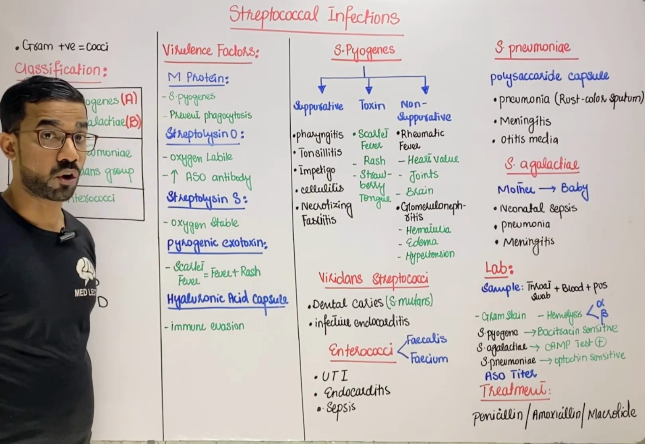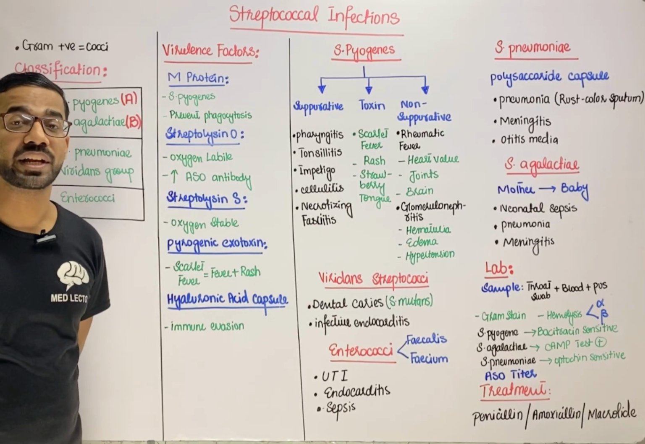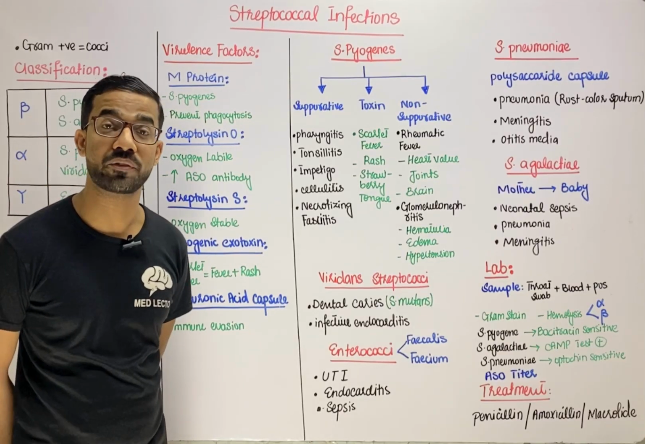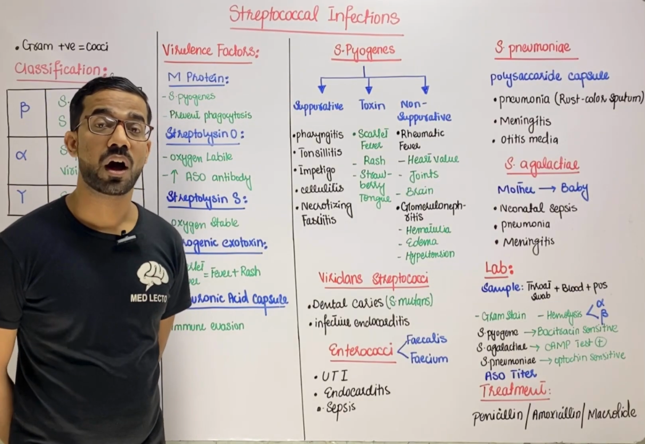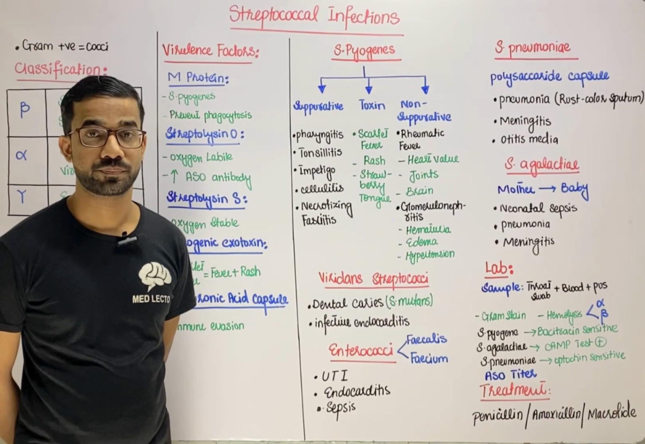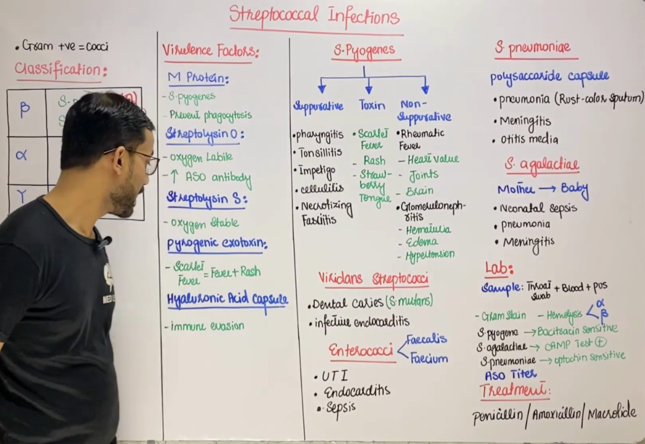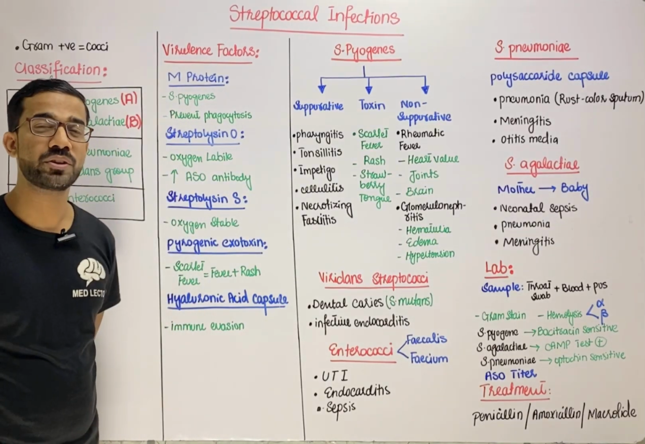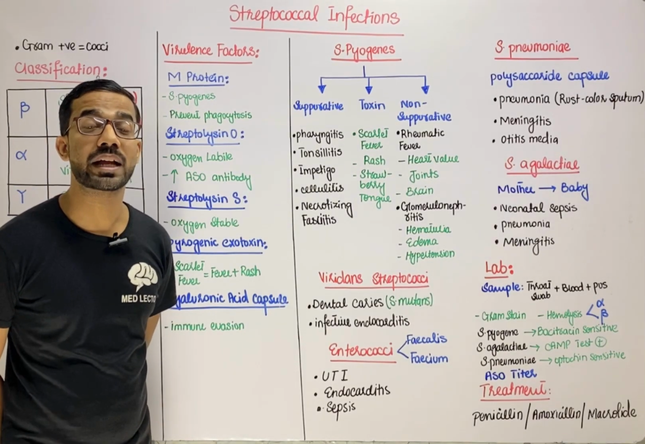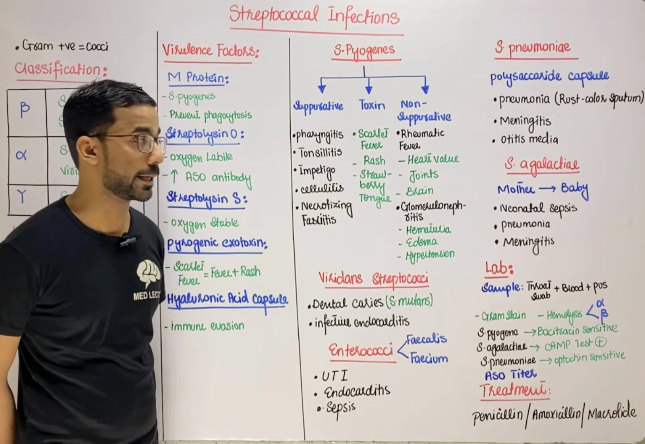pyrogenic exotoxin. This exotoxin mostly causes scarlet fever, in which you will see the three most important manifestations which you have to remember. First is the fever, second is the rash seen on the body, and you can see the strawberry tongue. So these are the three most important manifestations of scarlet fever. Next, the hyaluronic acid capsule also prevents phagocytosis, and the immune system cannot detect the bacteria easily due to the presence of the hyaluronic acid capsule around the bacteria.